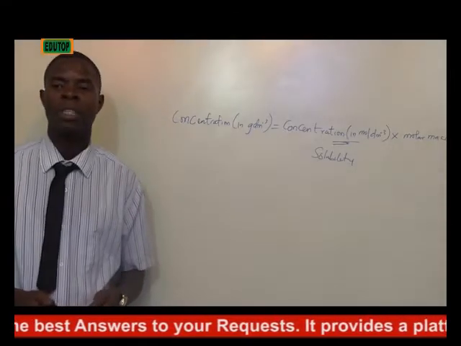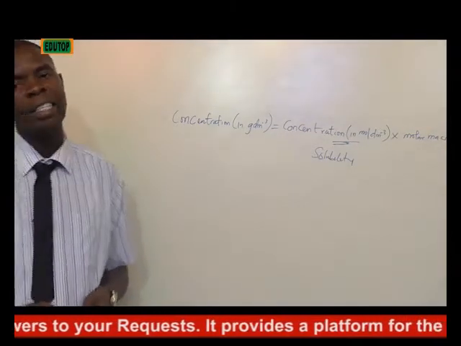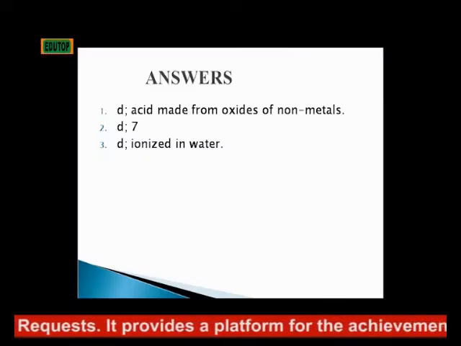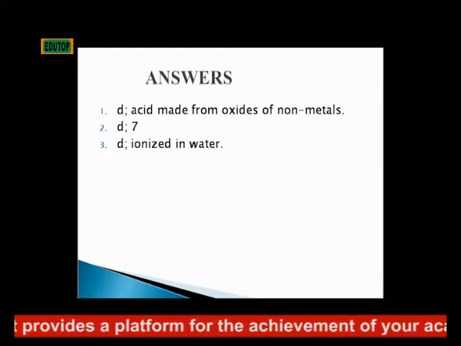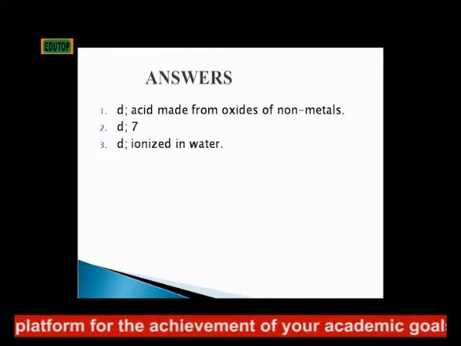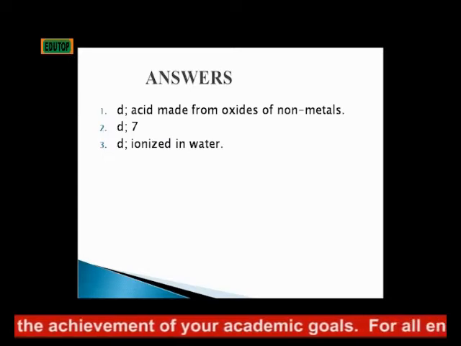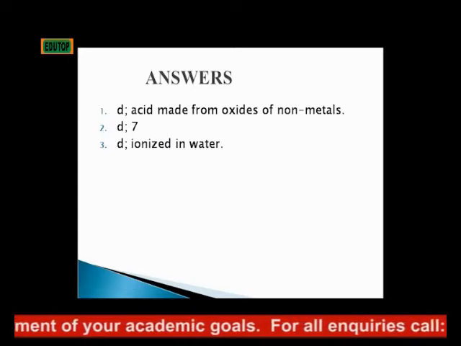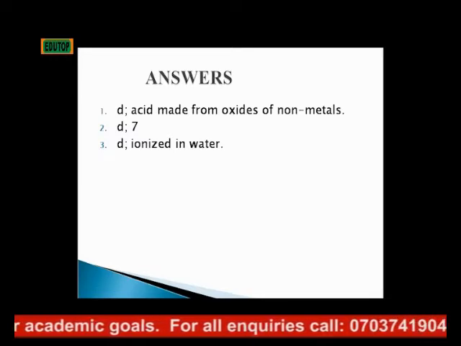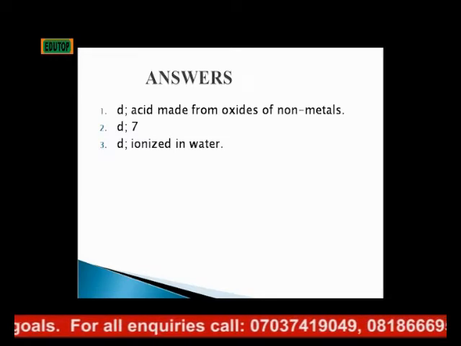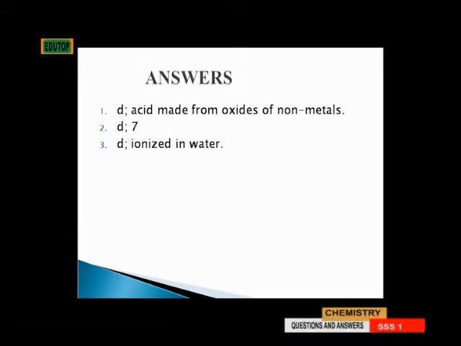Answers. The answer to question 1 is D, because acids made from oxides of non-metals are known as acid anhydrides. Question 2. Going through the pH scale, value 7 stands for neutrality. That is the neutral. So the answer to question 2 is D, 7. Question 3. Strong acids ionize completely in water. So the answer to question 3 is D, ionized in water.